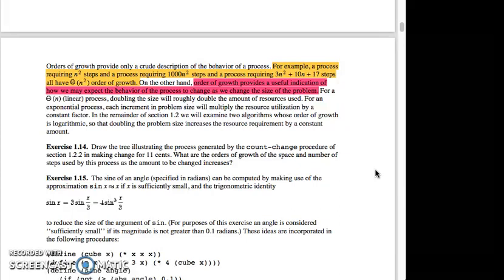On the other hand, order of growth provides a useful indication of how we may expect the behavior of the process to change as we change the size of the problem. For a Θ(n) linear process, doubling the size will roughly double the amount of resources used. For an exponential process, each increment in problem size will multiply the resource utilization by a constant factor. In the remainder of section 1.2, we will examine two algorithms whose order of growth is logarithmic, so that doubling the problem size increases the resource requirement by a constant amount.